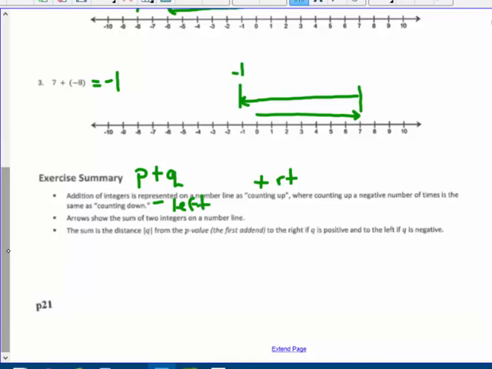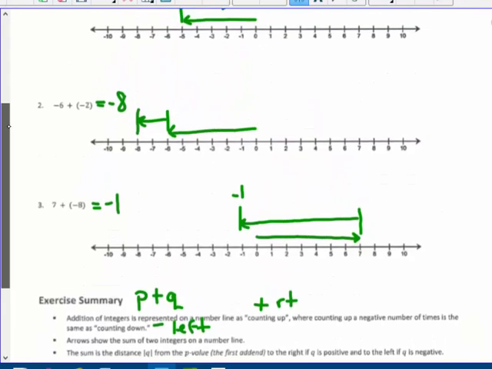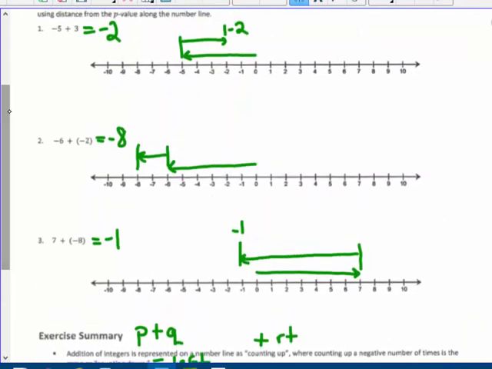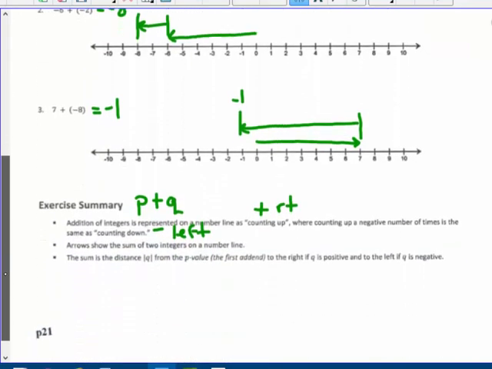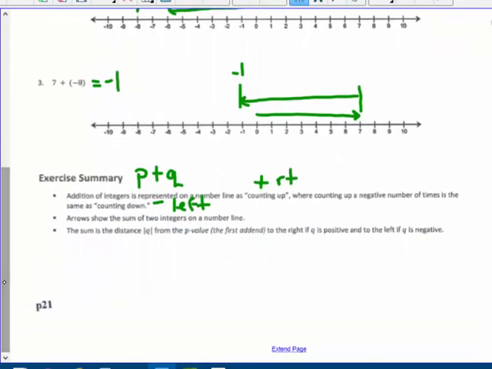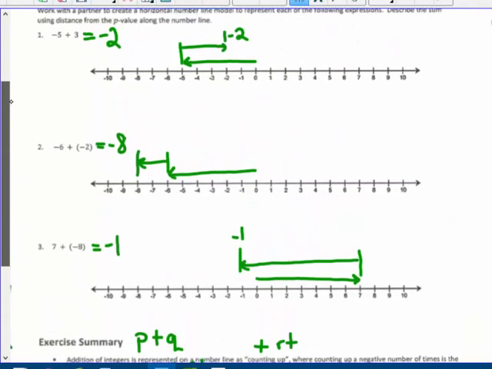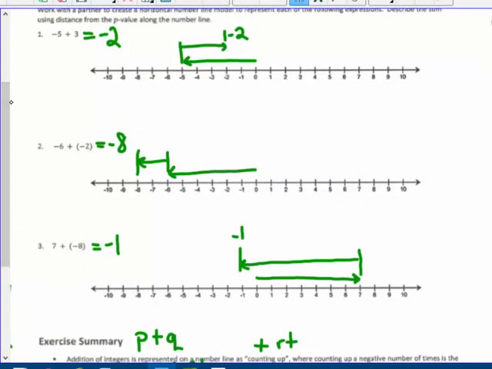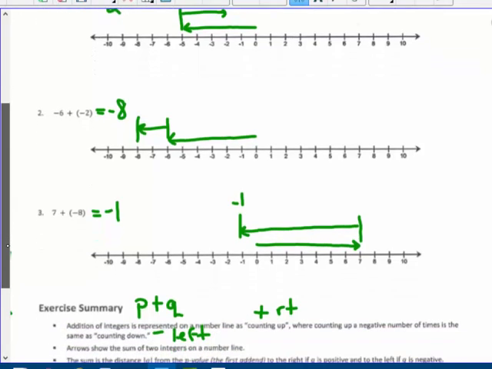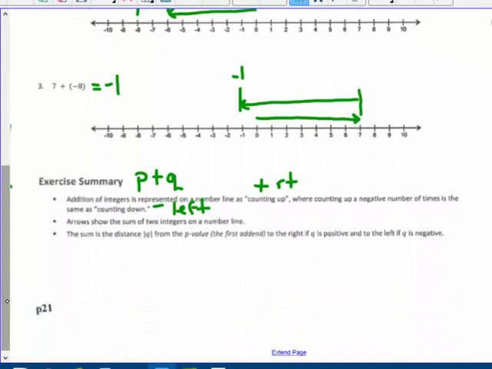Arrows show the sum of the two numbers on the number line. And the sum is the distance that Q is from the first value, P, the addend, to the right if Q is positive, which we saw, and to the left if Q is negative. So if it's positive, like we saw in the other examples on the first page, like 5 plus 3, I'm going to the right, and my sum is 8, which is right of that. But if I have 5 plus -3, or -5 plus 3, or -6 and -2, or 7 and -8, my sum is left because my Q was negative. That's what this is explaining here.